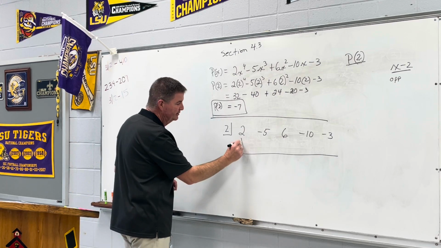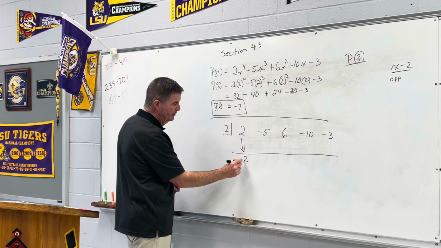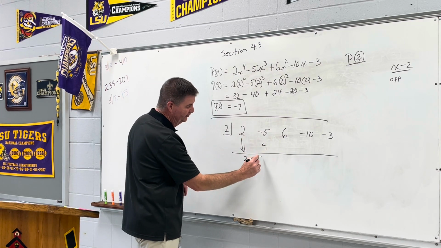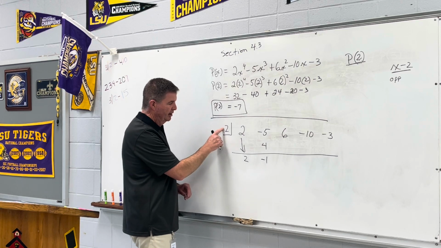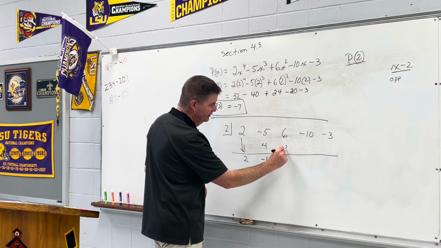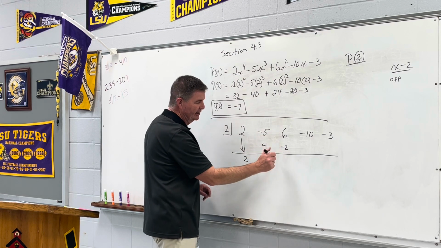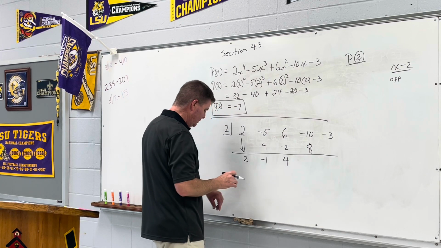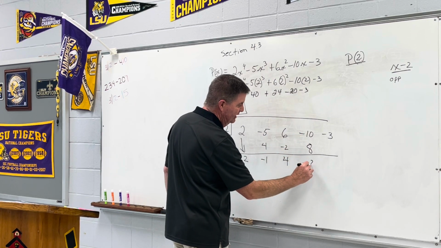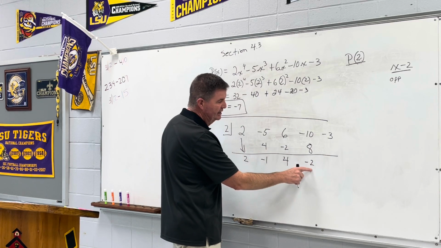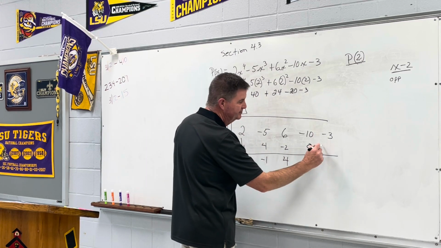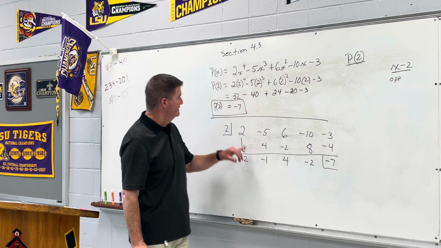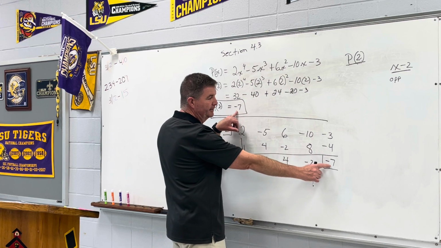So now using synthetic division, bring down my 2, multiply, giving me 4, put it in the other column. I got a negative 5 and a 4, which is a negative 1. Multiply 2 by negative 1, giving me negative 2. I got a 6 and a negative 2, which is a 4. 2 times 4 gives me 8. Negative 10 and an 8 gives me negative 2. A 2 times negative 2 gives me negative 4 for a total remainder of negative 7. It's the same answer.